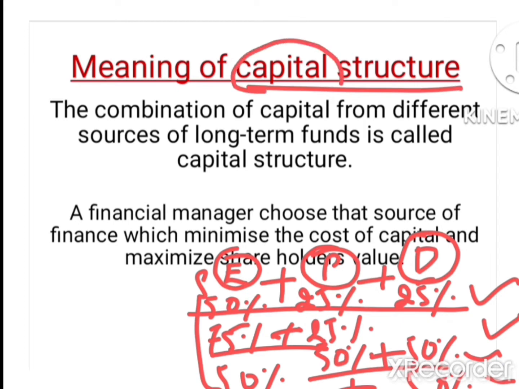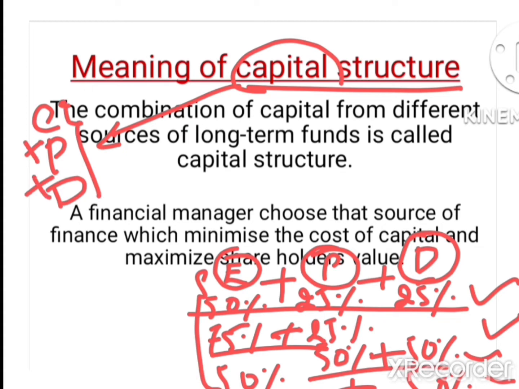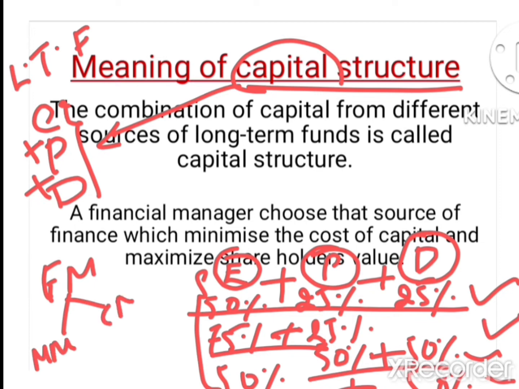So basically capital refers to equity, preference, and debenture, and the combination of these capital is called capital structure. Equity, preference, and debentures are the sources of long-term finance. Actually, the financial market is classified into two types: one is the money market and another is the capital market. Money market deals with short-term finance and capital market deals with long-term finance.